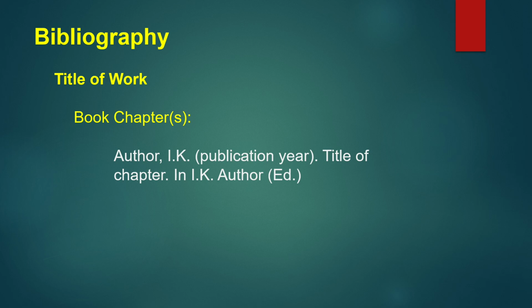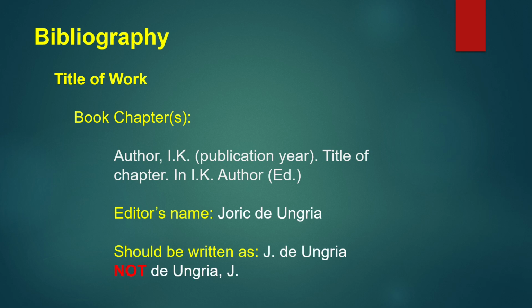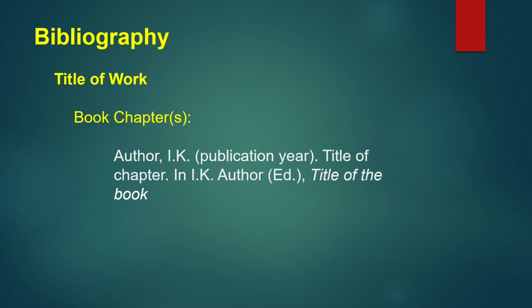So if the editor's name is Jorik de Ungria, then it should be written as J. de Ungria. The editor's name is followed by the acronym ED, enclosed in a parenthesis, which stands for editor, then a comma before the title of the book, which should be italicized. Similarly, enclosed in parenthesis are the page numbers or coverage, then a period.